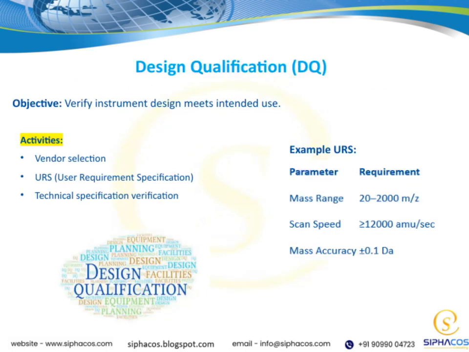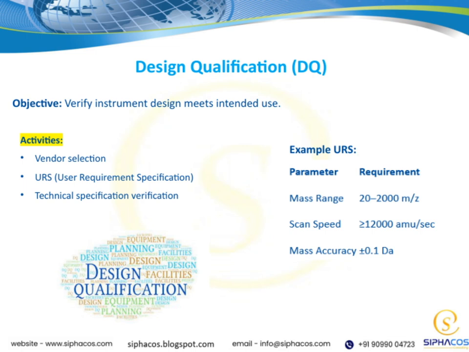Let's take a closer look at an example URS, or User Requirement Specification, to see how it fits into the design qualification process. The main objective here is to verify that the instrument's design actually meets its intended use, ensuring it performs as expected. In the design qualification, or DQ, we focus on activities like vendor selection, which is critical because choosing the right vendor impacts the quality and reliability of the instrument.